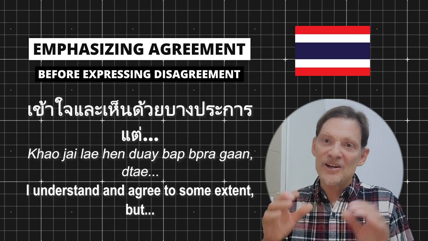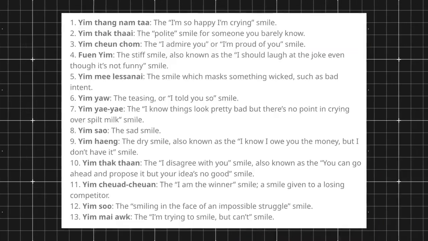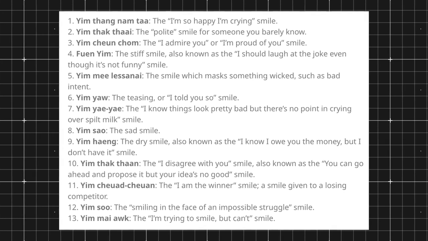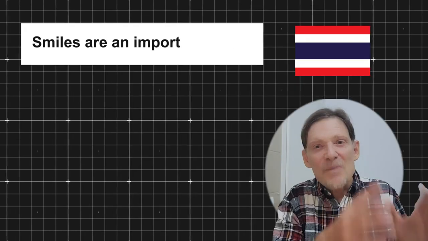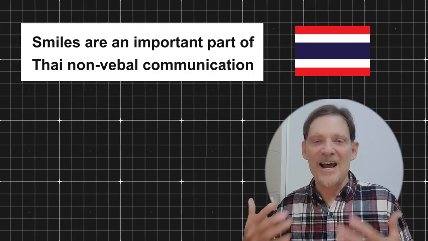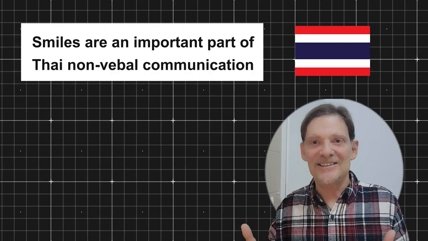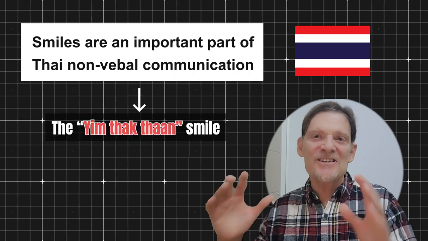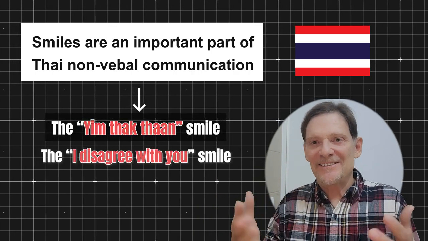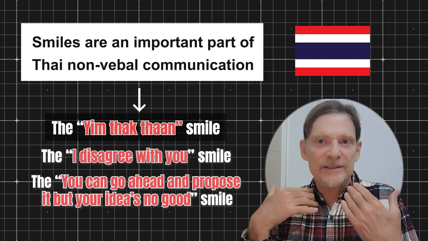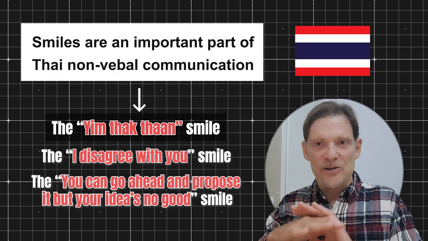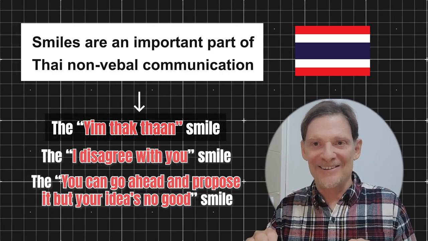I understand and agree to some extent, but also note that there are 13 different Thai smiles, each with a special meaning. Smiles are an important part of Thai nonverbal communication. An example is the Yin Tak Tan smile, which is the I disagree with you smile, also known as you can go ahead and propose it, but your idea is no good smile. Now let's look at Indonesian culture.